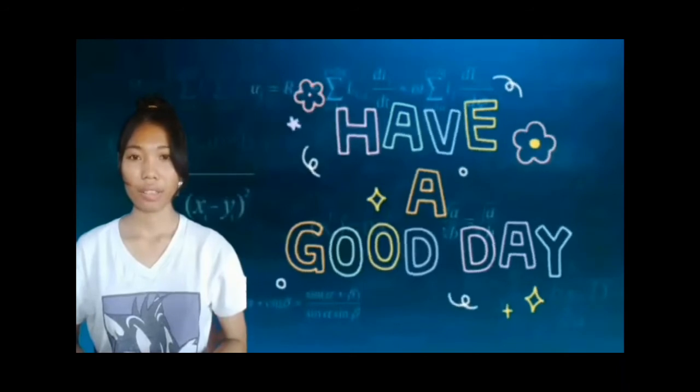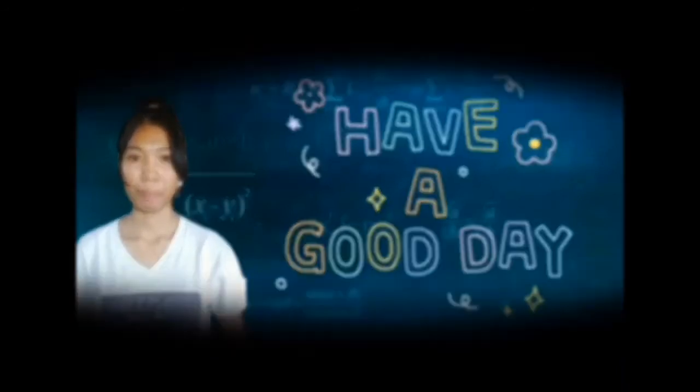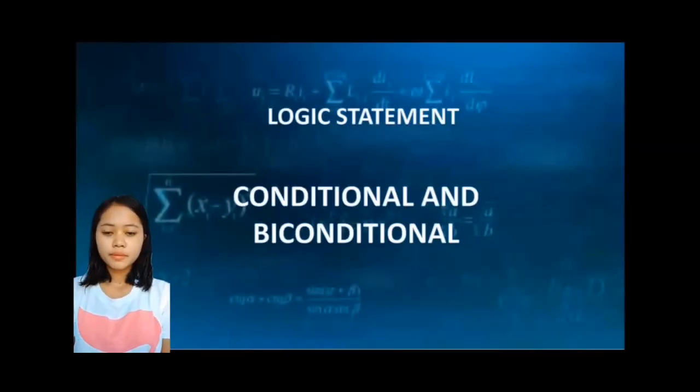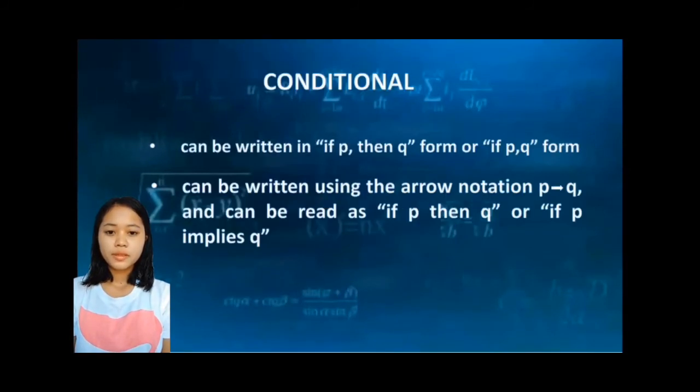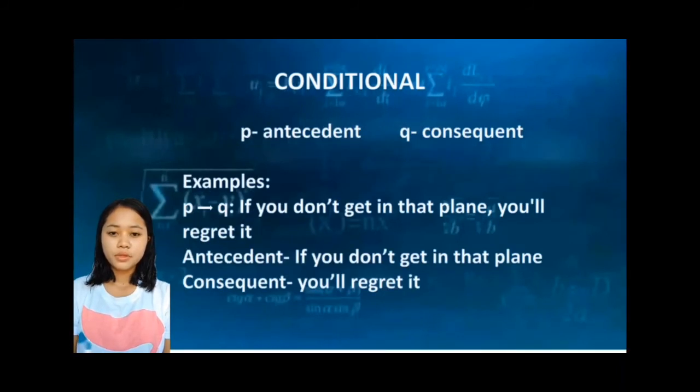That's all for our topic compound statements. Logic statements, conditional and biconditional. A conditional statement can be written in if P then Q form. It can be read as if P then Q or P implies Q. It is represented by P implies Q. P is called the antecedent and Q is called the consequent.